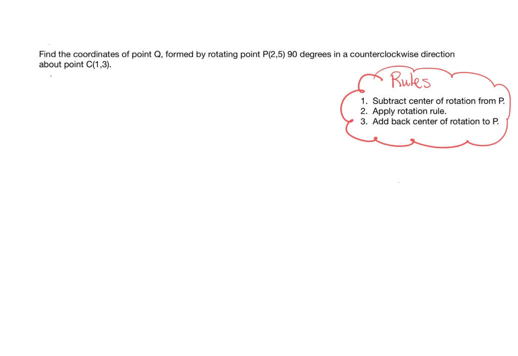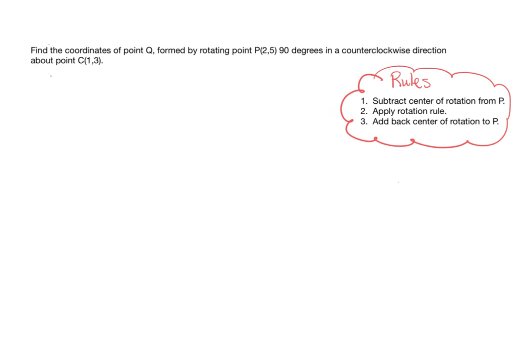Okay, so this was what we were working on yesterday and having a little bit of trouble with. We're trying to find, and I'm just going to read the coordinates, point Q, and we are going to take this point here, we're going to rotate it 90 degrees counterclockwise about this point. Okay, so when we're not rotating about the origin, these are the rules that I found online.